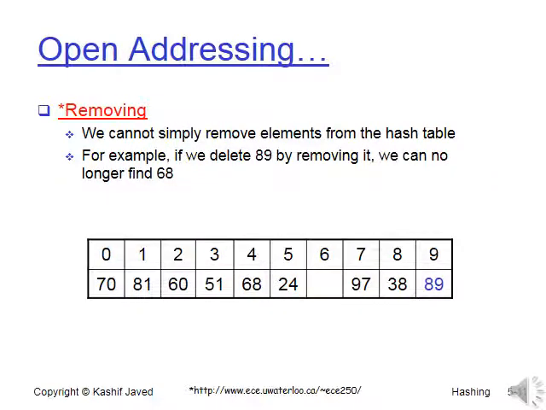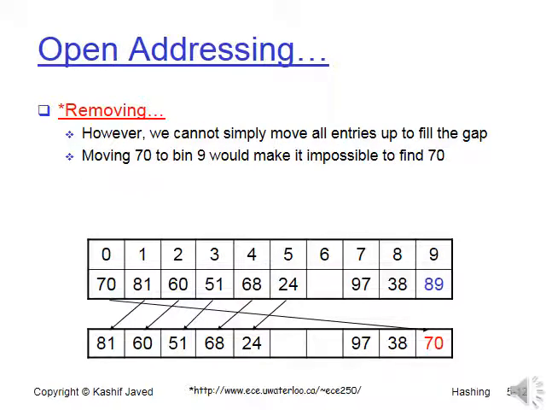We cannot simply remove elements from the hash table since empty bins are used to terminate search. For example, if we delete 89 by removing it, we can no longer find 68 since bin 9 will be empty once 89 is deleted. By deleting 89, however, we cannot simply move all entries up to fill the gap created by deleting 89. Moving 70 to bin 9 would make it impossible to find 70.